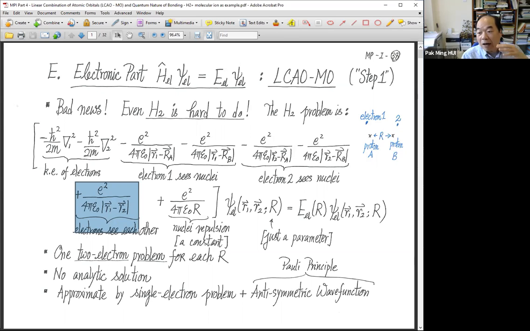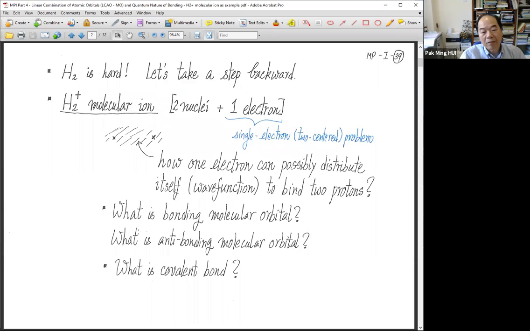So the idea, again, is to reduce the problem to a single electron problem. And then after we have this single electron state, we fill the electrons in according to the Pauli exclusion rule. Just to remind you, behind the Pauli exclusion rule is the requirement that it is an anti-symmetric wave function. So, just as advertised, H2 is a very difficult problem. No one can solve it.